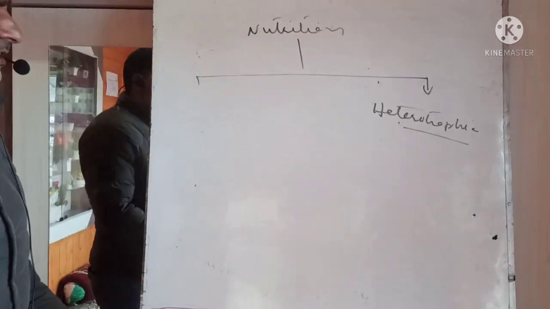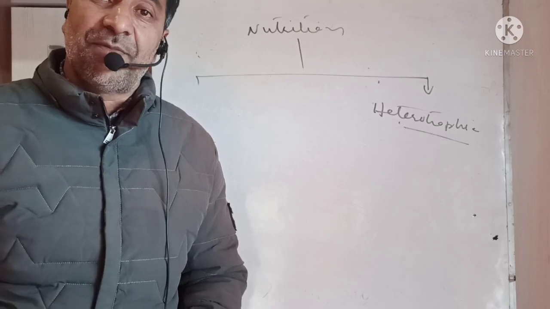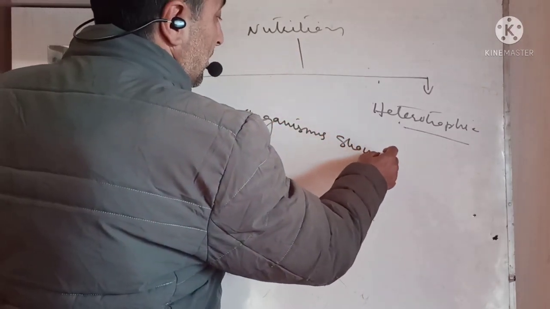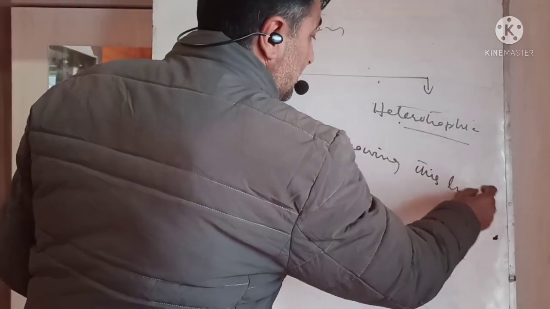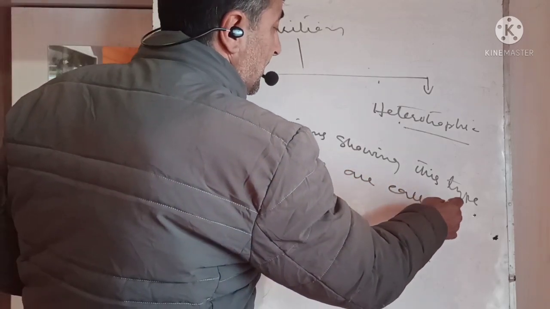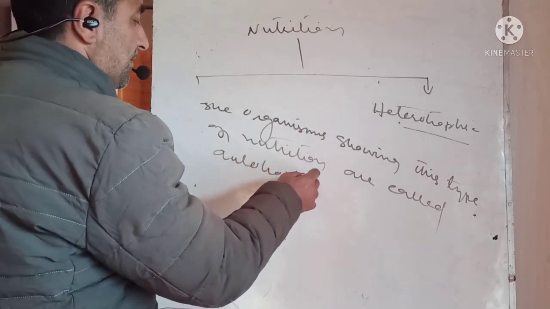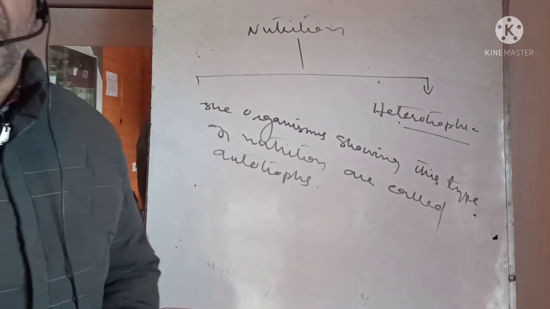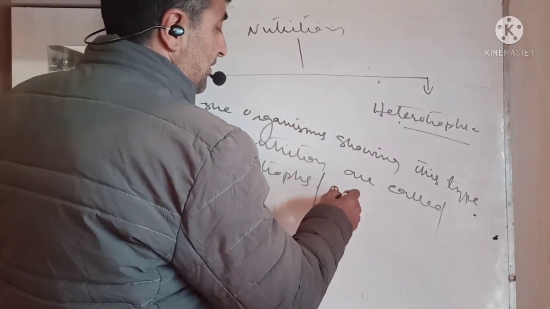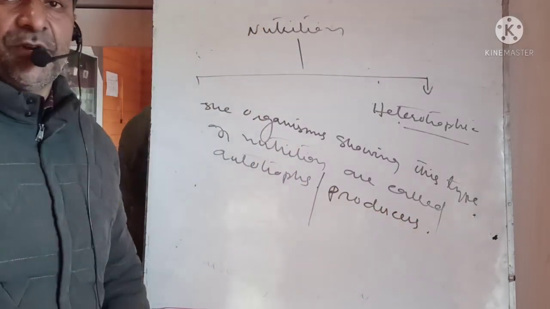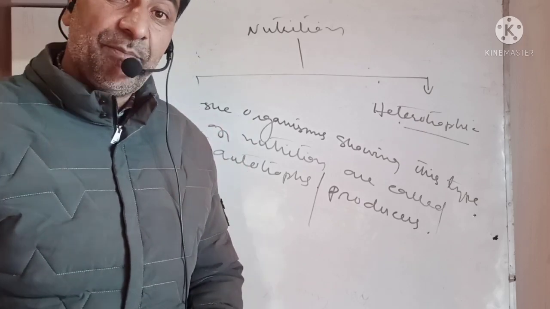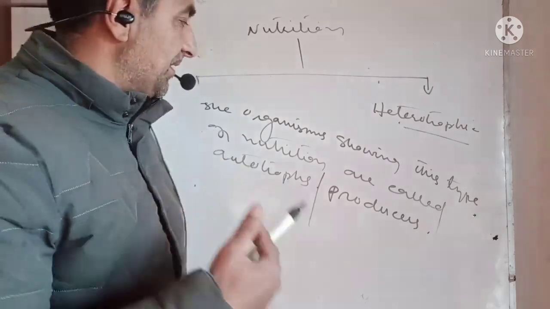The organisms showing this type of nutrition are called autotrophs. So autotrophs are the organisms which prepare their own food themselves. They are called autotrophs, or we can say producers. They create food for themselves and for others. That is why they are called producers.